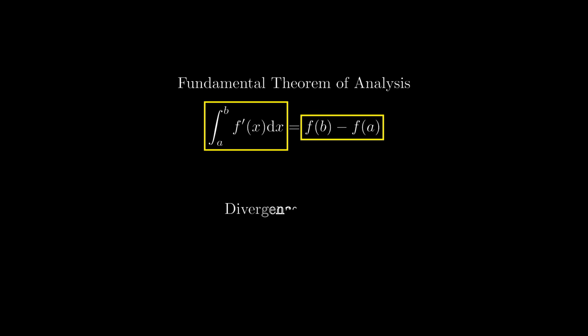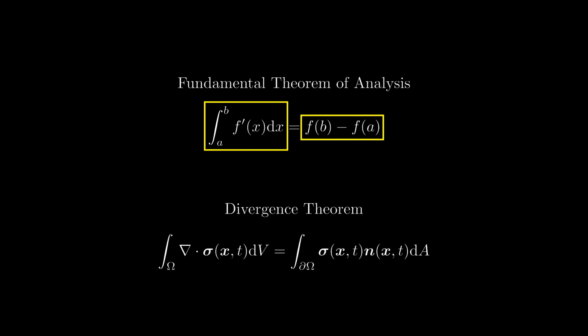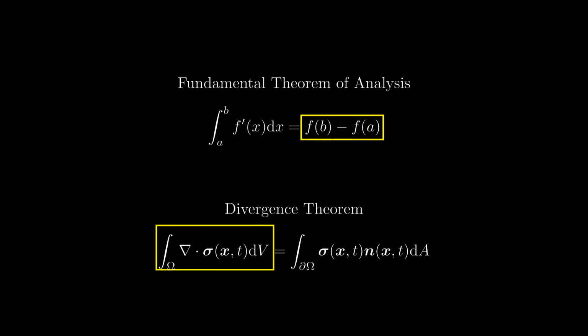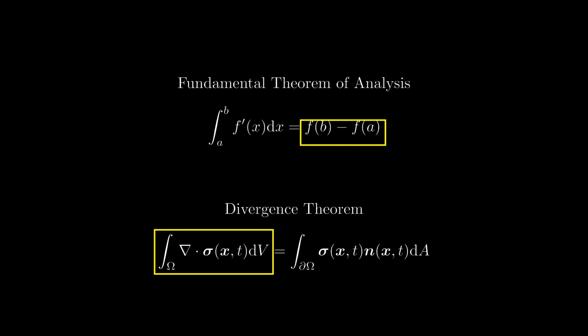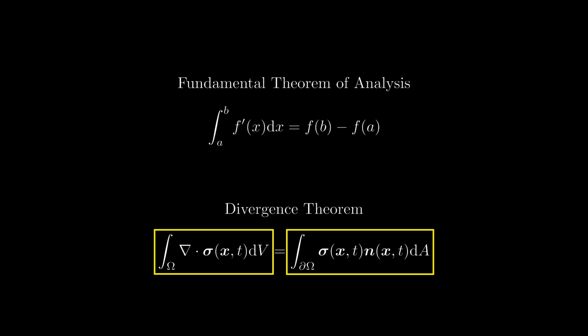The divergence theorem can be seen as a generalization of the fundamental theorem of analysis to 3 dimensions. In 3 dimensions, instead of the derivative, we have the divergence, and instead of the boundary information at a and b, we get a surface integral over the boundary of the object. I hope this gives you some intuition about the divergence theorem. Hopefully we can discuss it in more detail in another video.